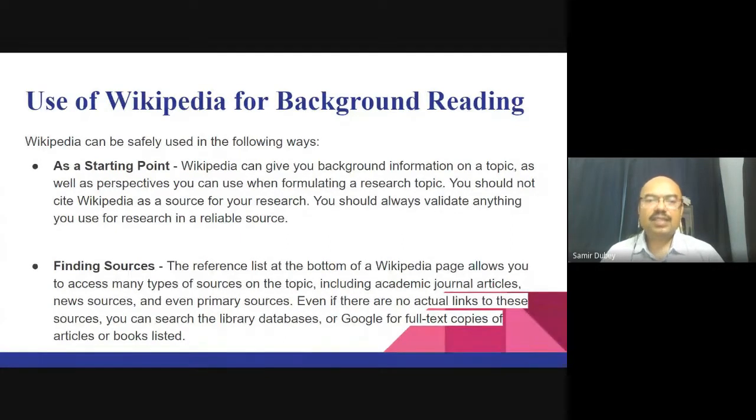The second thing is finding sources. Rather than reading whatever is in Wikipedia, there are lots of references there, and you need to check those references. If those references are from very reputed journals or good articles in reputed newspapers, then rather than relying on whatever has been written in Wikipedia, you can use those references.